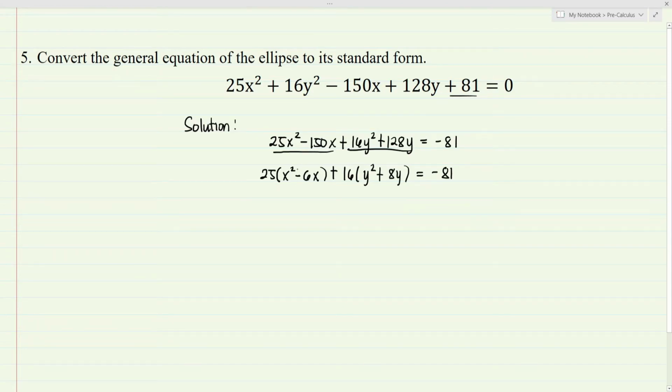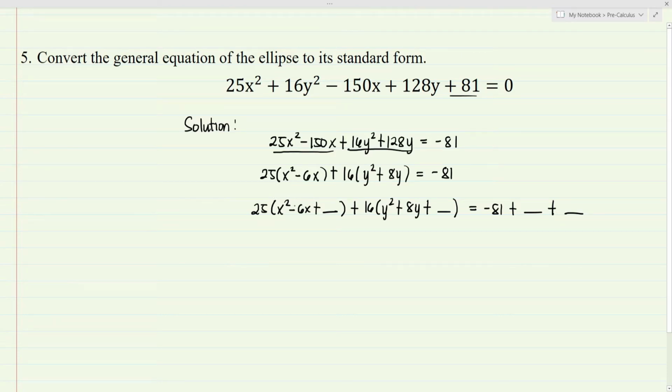Next step, perform completing the square by solving for the constant term of each quadratic expression. So I'll have here 25 times x squared minus 6x plus the constant, plus 16 times y squared plus 8y plus the constant. Then we will also have to add the two constants on the right side of the equation.